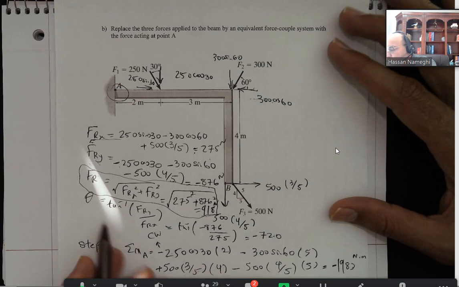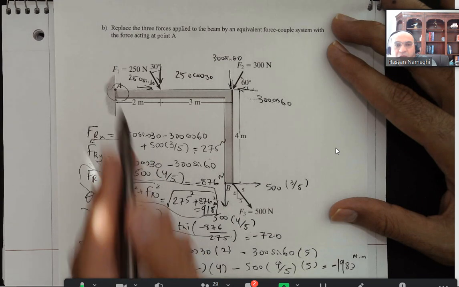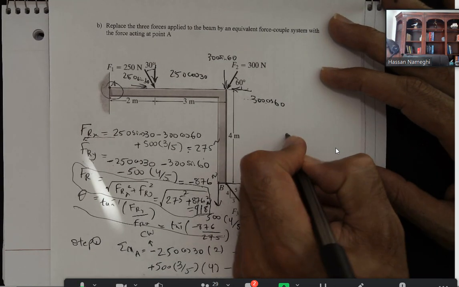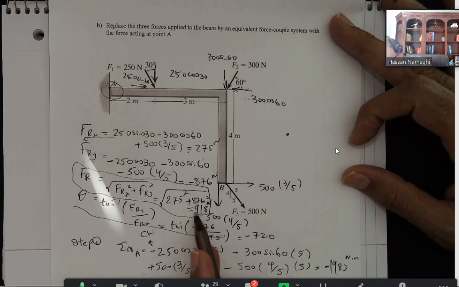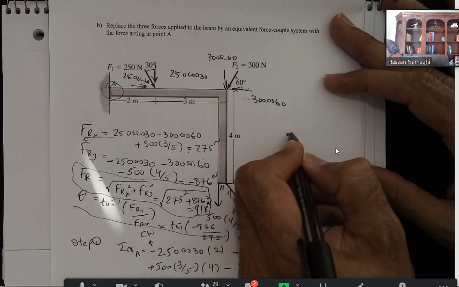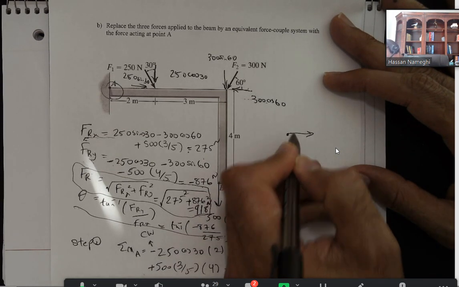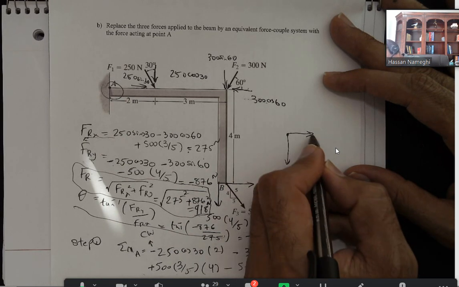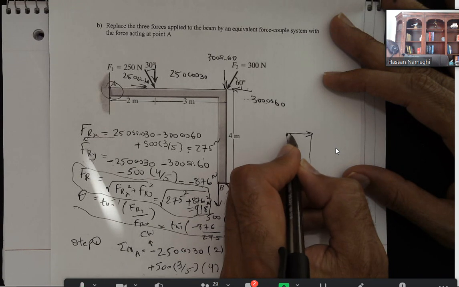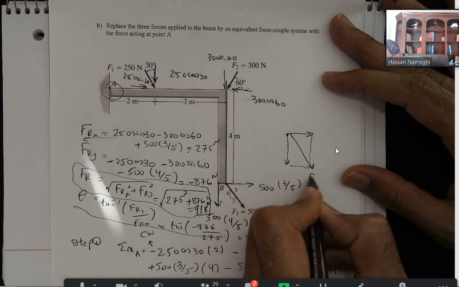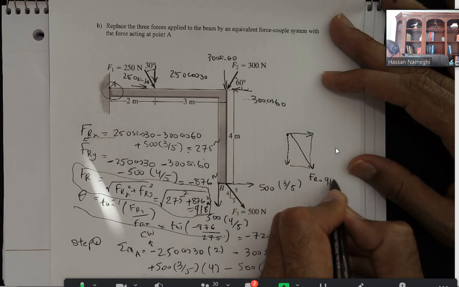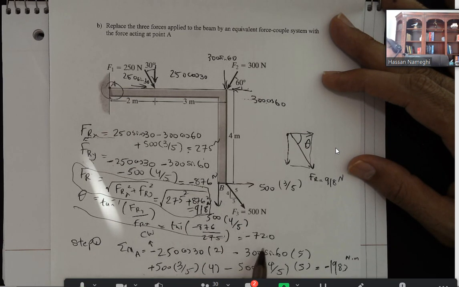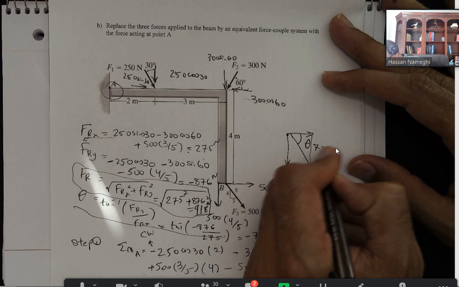So how would I show all of this answer at point A? In order to show your final answer at point A, you draw the point A. At point A, how much do we have on the X? We have 275 on the X, like this, and minus 876 on the Y, like this. The resultant of these two will be a force like this, and FR is equal to 918 Newton. The angle here, theta, is equal to 72 degrees.